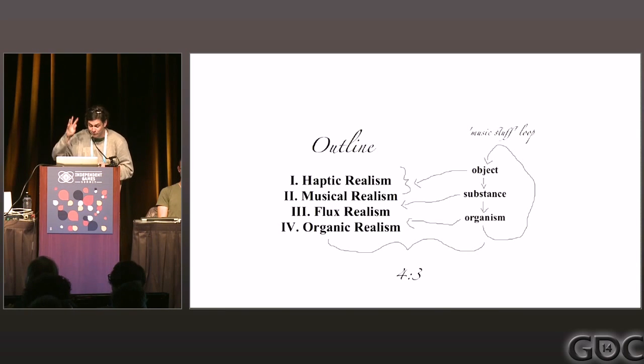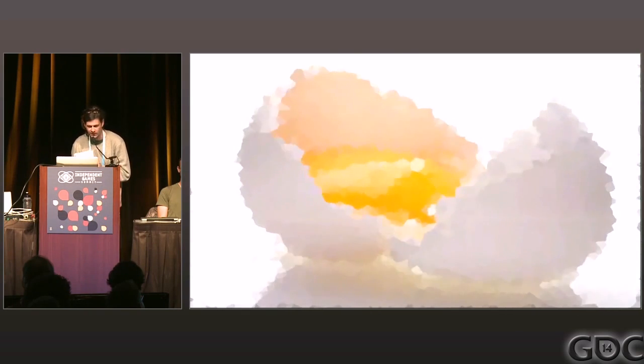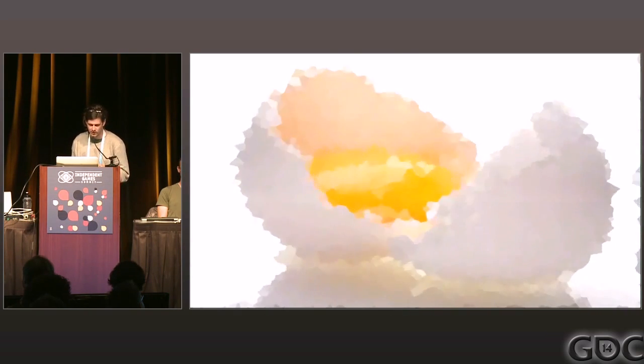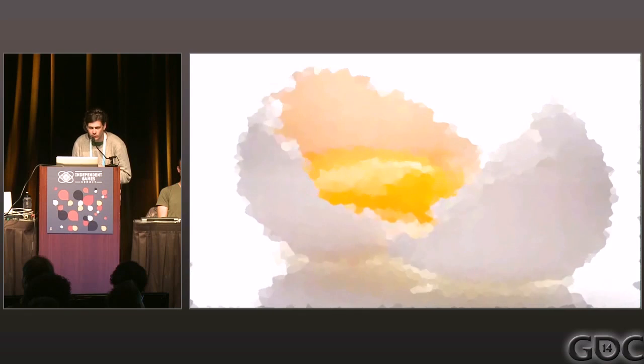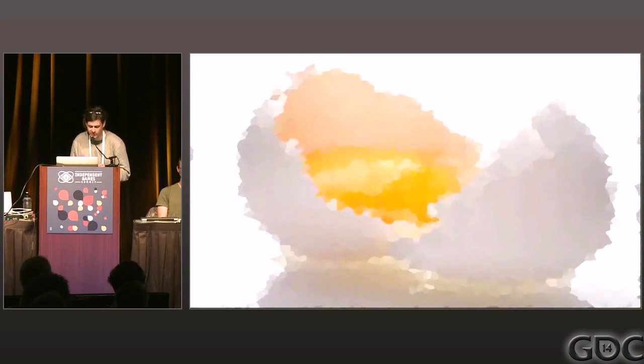Quick for time. Okay, we're going to have 4 realisms that combined together create this sort of musical realism. It's haptic realism, musical realism, flux realism, organic realism. And we're going to watch these music objects become music substances, becoming music organisms. So we've got this egg cracking, fizzing up here. This is the music object. And again, could we please have the volume for the music a little bit louder? Thank you very much.